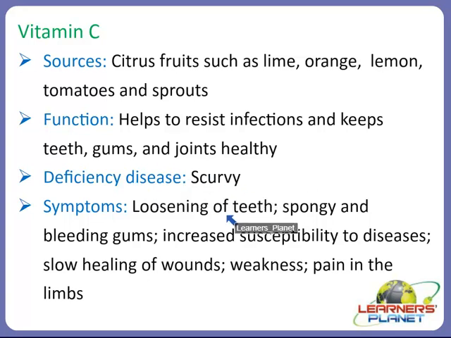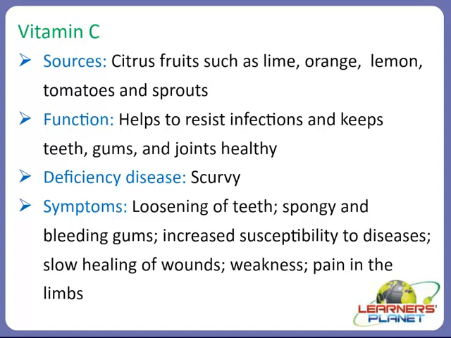The symptoms of this deficiency disease are loosening of teeth, spongy and bleeding gums, and increased susceptibility to diseases, meaning many other diseases can also take place. The probability of getting diseases increases, and slow healing of wounds takes place. If you are injured, your body will heal the wound in a very slow manner, right? And pain in the limbs can also be experienced by a person suffering from scurvy, right? So vitamin C is also very essential for our body.